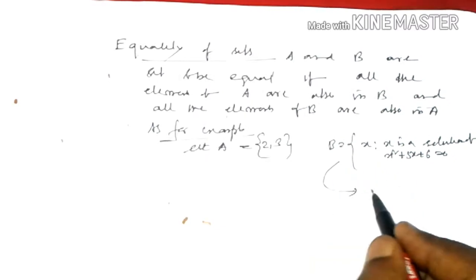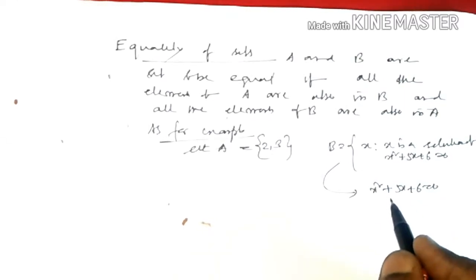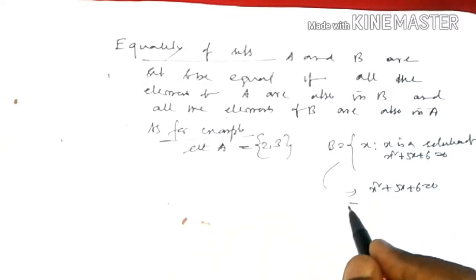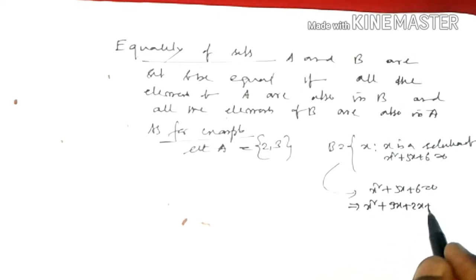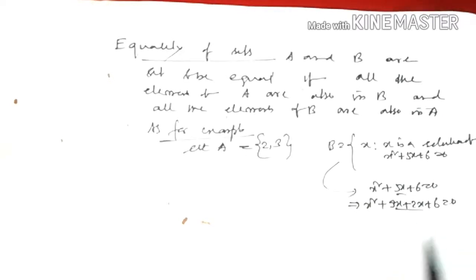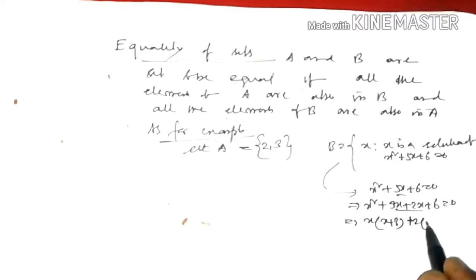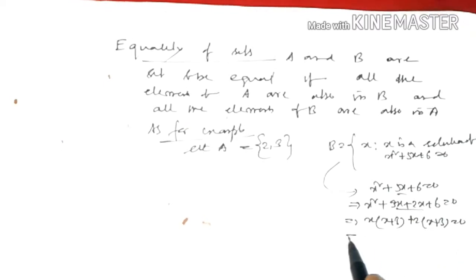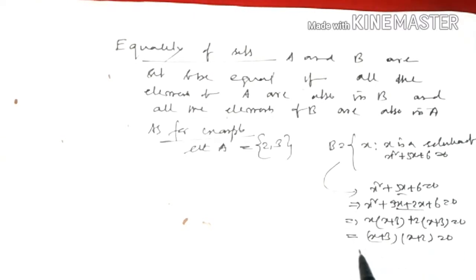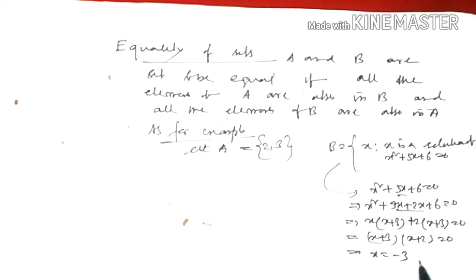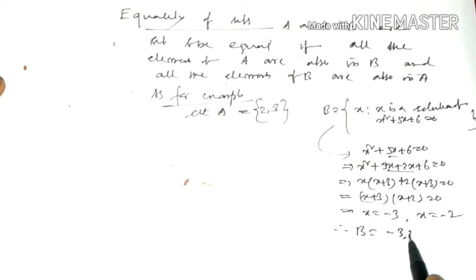This can be done by factorization. This is a quadratic equation. We factorize it: X square plus 3x plus 2x plus 6, splitting the middle term. X times (X plus 3) plus 2 times (X plus 3). This implies (X plus 3)(X plus 2) is equal to 0. This implies X is equal to minus 3, X is equal to minus 2. Therefore, B is equal to {minus 3, minus 2}.